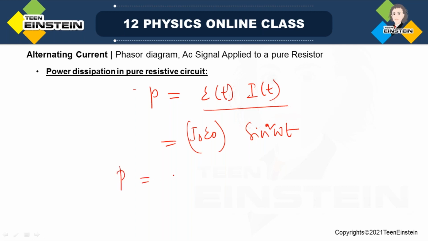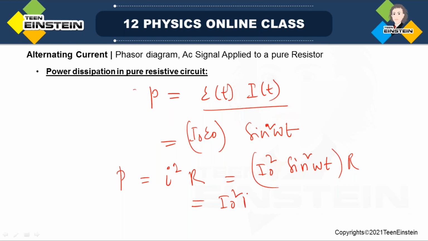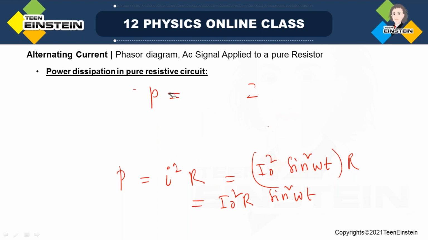In other words, I can write average power, joule heat loss, which will actually be I square R. That means you get I0 square sine square omega t into R. Now, if I take the average of this power, this is actually called instantaneous power in the circuit.